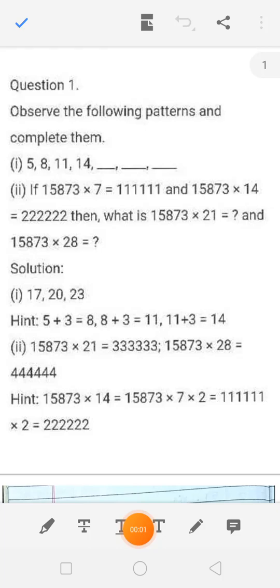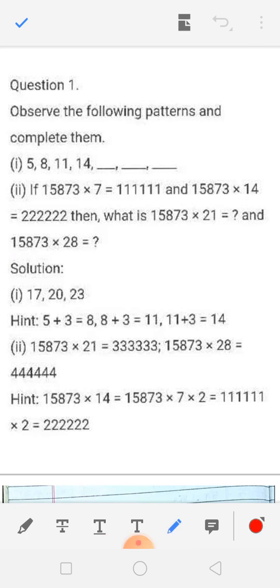Okay. This is exercise 2.1. Look at the first question. Observe the following patterns and complete them.